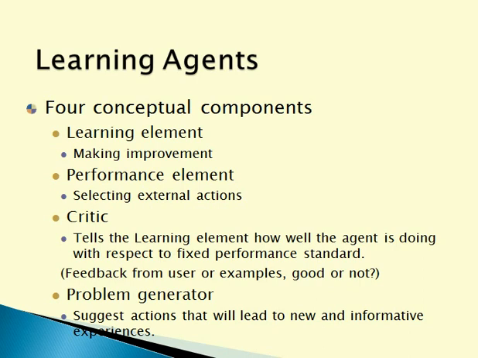Learning agents have four conceptual components. One is the learning element, for making improvements. The performance element is for selecting external actions. The critic tells the learning element how well the agent is doing with respect to a fixed performance standard, which is feedback. And then the problem generator suggests actions that will lead to new and informative experiences.